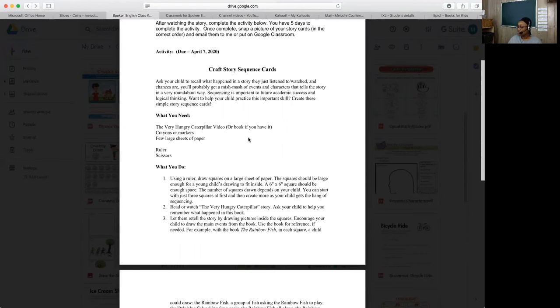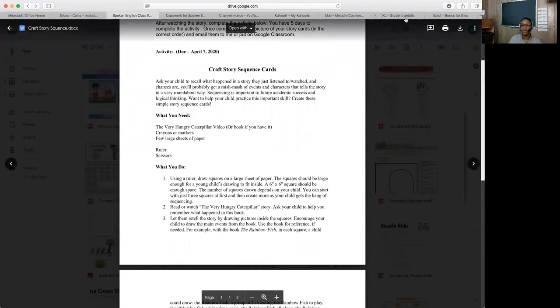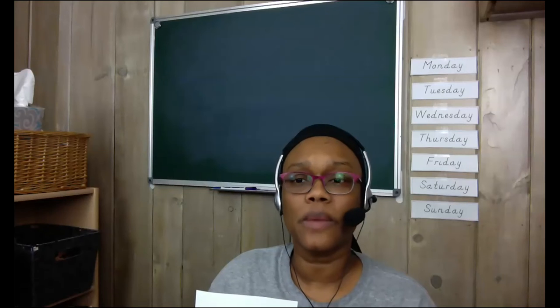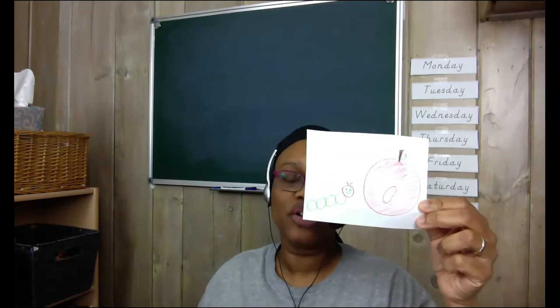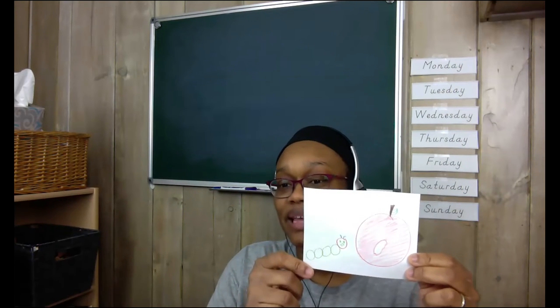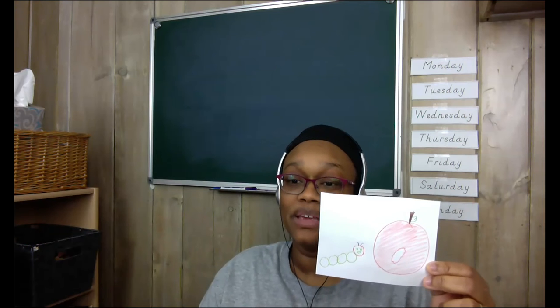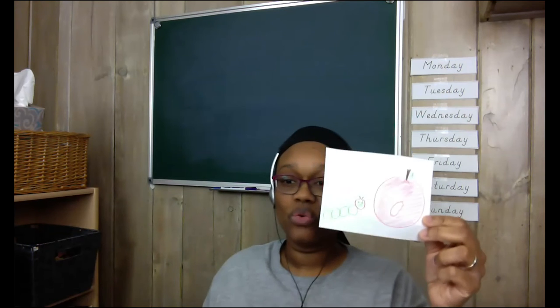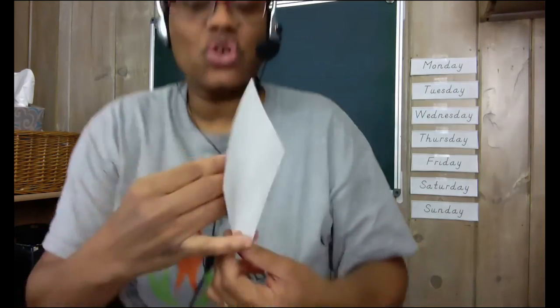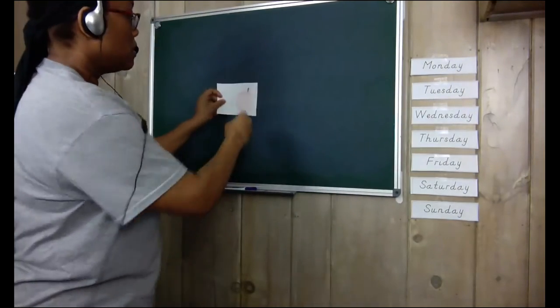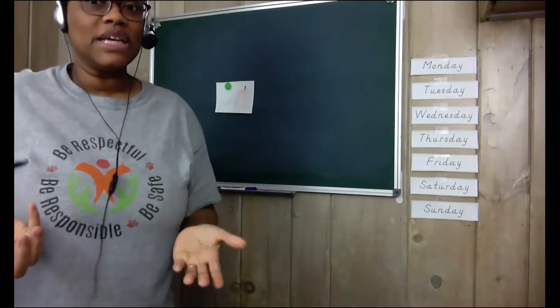So what you're going to be doing for the craft is just drawing little picture cards. And so let me stop sharing for a moment so you can see this clearly. So you're going to be drawing little picture cards. So for example, the first thing that the caterpillar eats is going to be an apple. So I just drew a little picture card of an apple and the caterpillar. And so that's going to be the first picture card in the sequence.